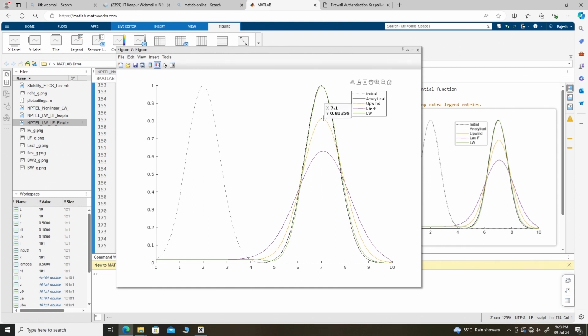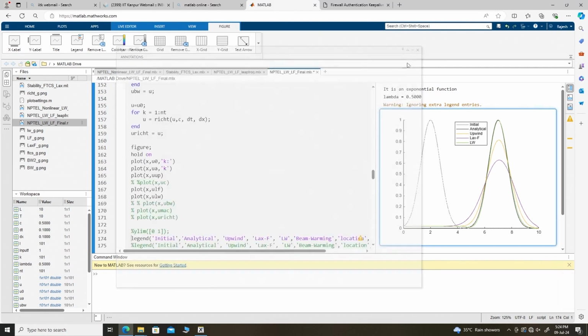So, I am plotting at a particular time. The Lax-Friedrichs is even more dissipative, because of the high dissipation that we have in the Lax-Friedrichs, and that is why it is most stable also, but the Lax-Wendroff is maintaining almost like the analytical one. Okay. So, that is what we found here.